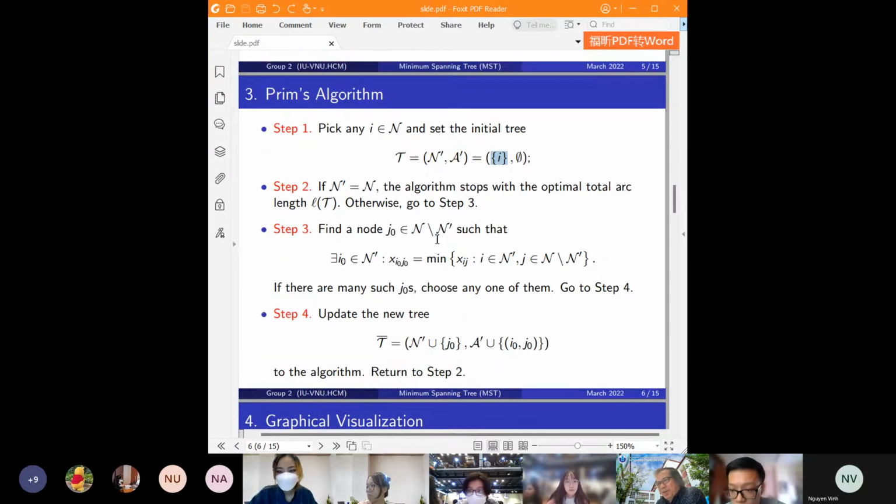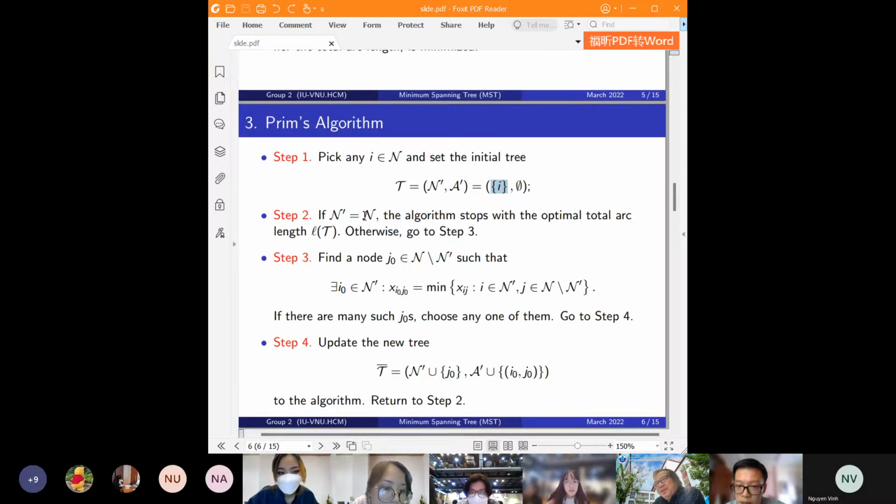I want to ask you something. In step 2, if n prime equals n and the algorithm is stopped, what is the optimal value? So you mean that if it starts at step 1 and immediately stops at step 2? Yes. So it is a very special case. The graph only has one node, and we have nothing to connect. So the optimal length will be 0.